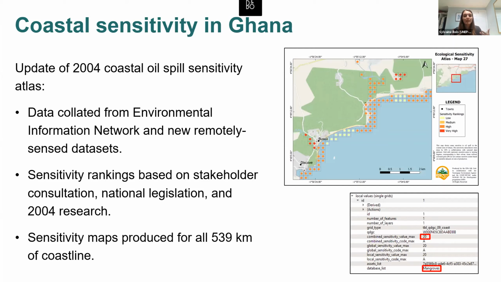Those maps will be made available in a variety of formats to accommodate for the different needs of users. And in particular, the final data files allow for each grid cell to be interrogated as to its sensitivity value and what assets are triggering that particular sensitivity value. So you can see an example on the bottom right here. For example, that particular grid cell has a sensitivity ranking of 20 due to the presence of mangrove, which would trigger a very high sensitivity level.